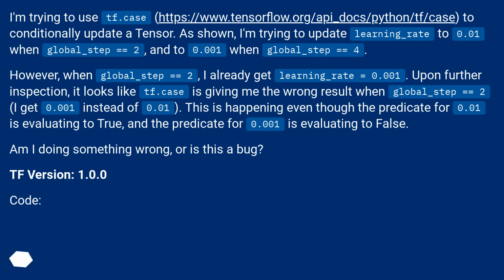Upon further inspection, it looks like tf.case is giving me the wrong result. When global_step equals 2, I get 0.001 instead of 0.01. This is happening even though the predicate for 0.01 is evaluating to true, and the predicate for 0.001 is evaluating to false. Am I doing something wrong, or is this a bug?